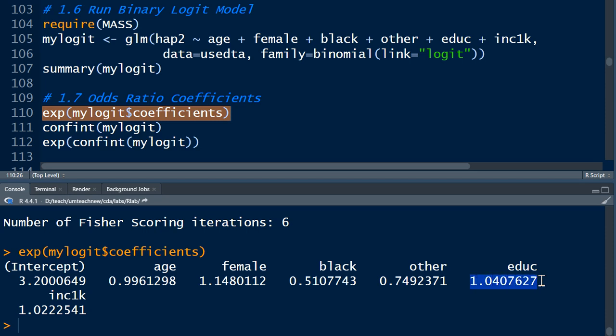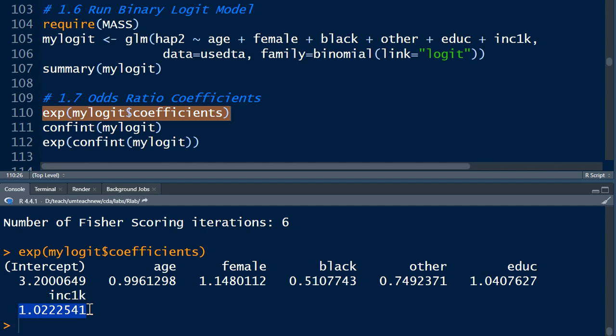So let me talk about education. Holding all other variables constant, a net of the effects of all other covariates, for each unit increase in this variable, education. So what is that unit in education? One unit, one year. So for each year increase in education, we'd expect the odds, always the odds when we use odds ratio coefficients, the odds of being happy, y equal to 1, to increase by a factor of 1.0407627.